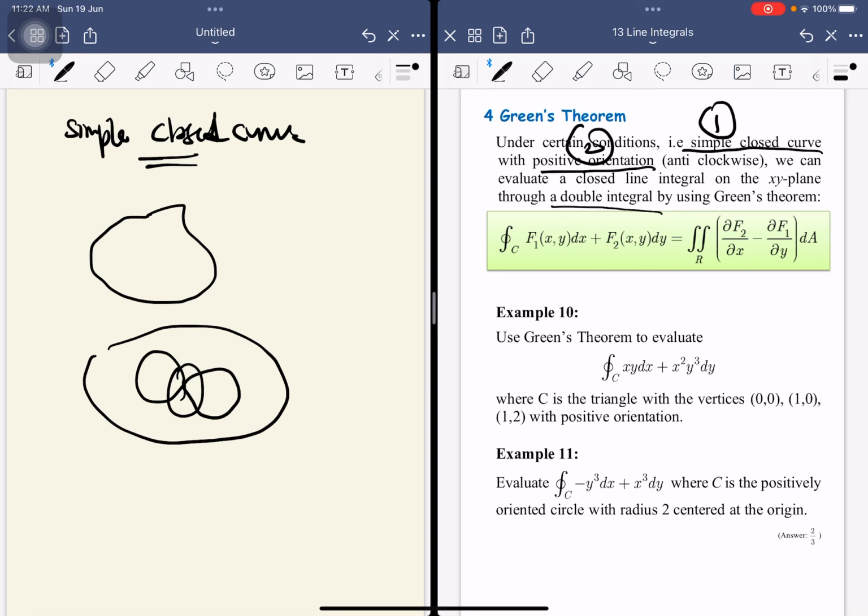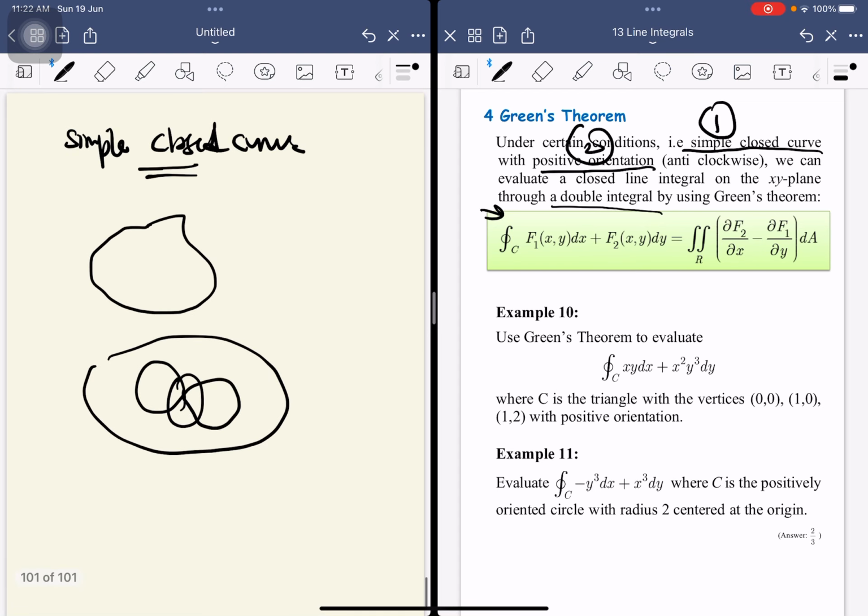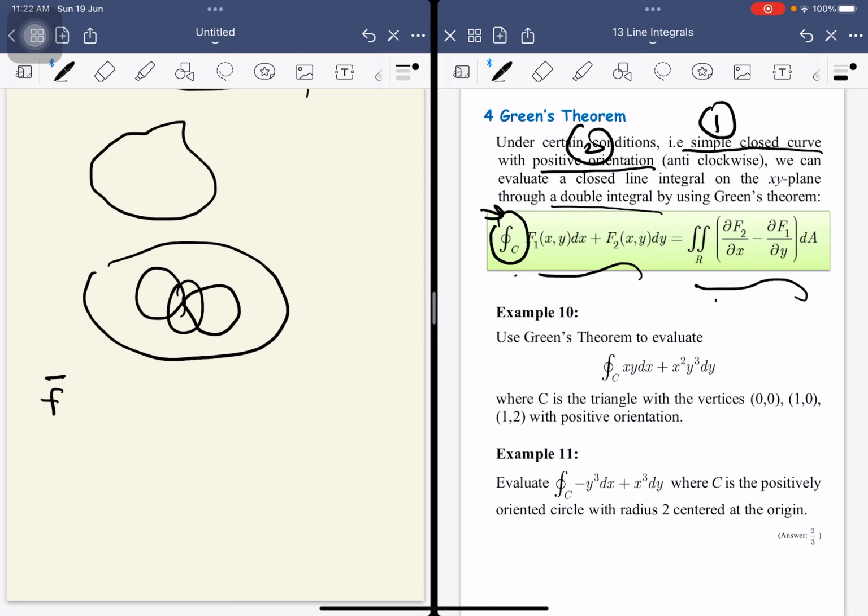So Green's theorem is given by this one. Since we have a closed curve, that's why we have this notation to represent the line integral. This line integral, for that specific region, can be solved using this formula, where F, the vector field, is given by F1 and F2 over here. So that's why we have this formula.